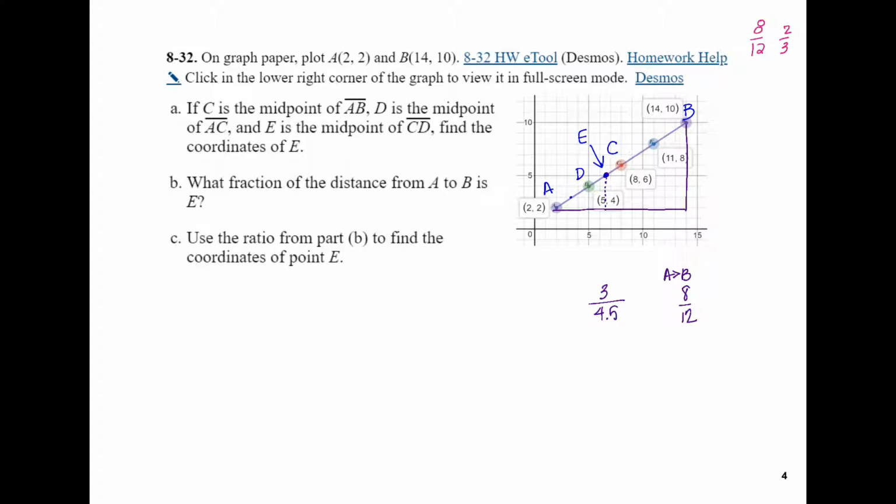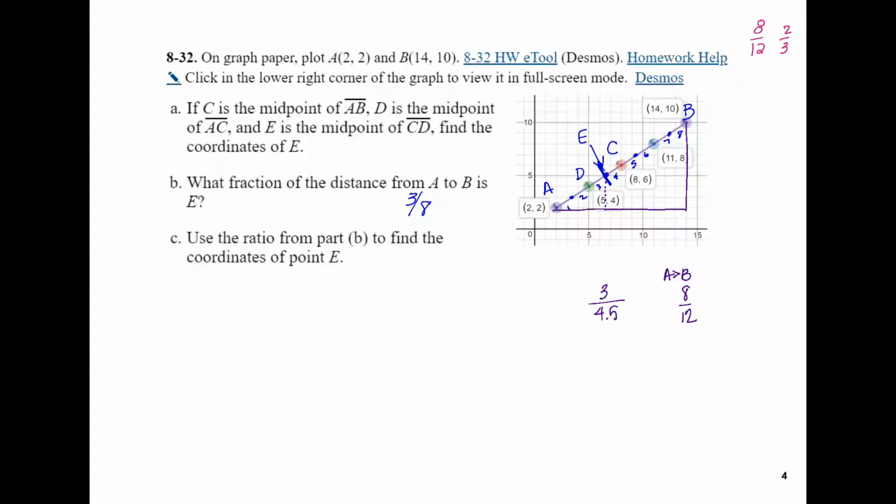So if we look at our line and divide it up into smaller pieces, we can see that we can create 8 pieces, 1, 2, 3, 4, 5, 6, 7, 8, all the way from A to B, and E would be 3/8 away from B. It then asks us to use the ratio from part B to find the coordinates of part E.